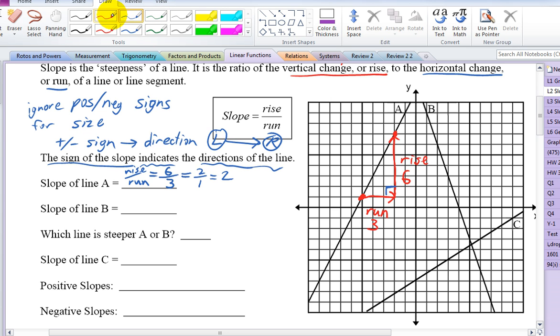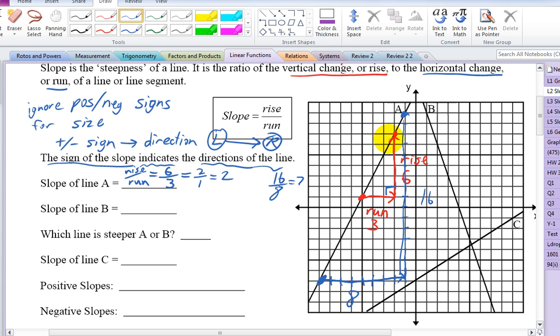Now we could pick any points on this line. Like, check this out. Why don't I pick this point here and this point up here? Now, what would be my run? 1, 2, 3, 4, 5, 6, 7, 8. I'd have a run of 8. Any guess what my rise should be? 16. Let's see. 1, 2, 3, up to 16. So 16 over 8 also equals 2.